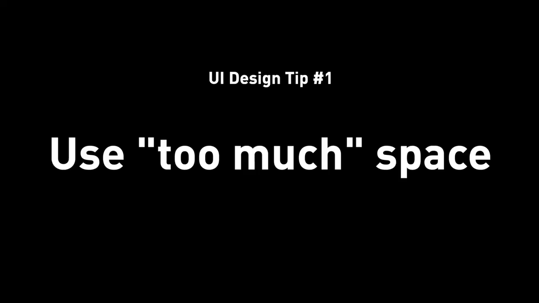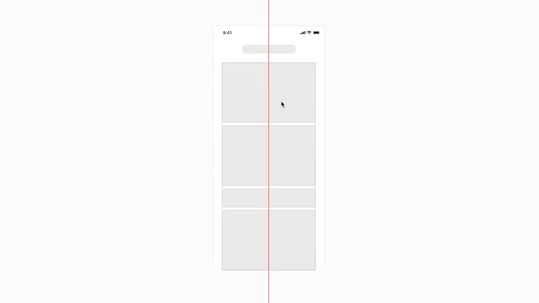Tip number one, use too much space. This tip is mostly geared towards junior designers. When you design, try to just use twice as much space as you think you would, everywhere, around everything. You can always start with a lot of space and then reduce the space if you need to.